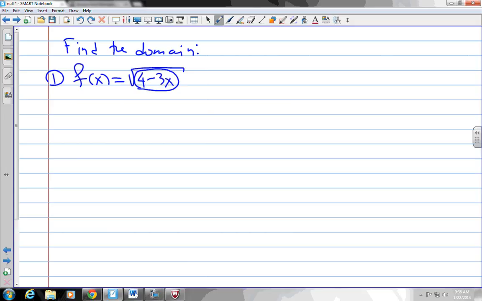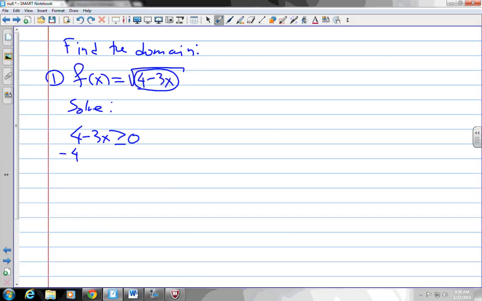So this is what I have to do. In order to find the domain, I need to solve the following inequality: 4 minus 3x is greater than or equal to 0. I'm not getting rid of the square root. I'm just saying that in order for this function to operate properly, the radicand, whatever's under the square root, has to be greater than or equal to 0. When we understand that, it'll make these problems very simple, right? Can we solve this inequality? How would we solve this inequality?